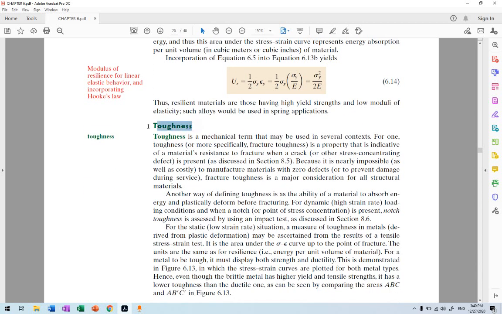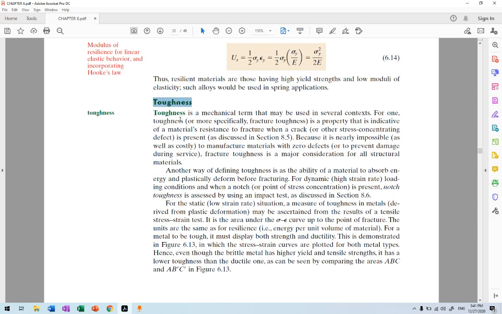Now, for toughness, I will not explain it here. I will explain this one in chapter 8, I believe that will be better. I don't know if it comes to that, we'll see. Toughness is basically the area under the whole curve. It's the energy that is required for the material to absorb before fracture. I mean the whole energy.